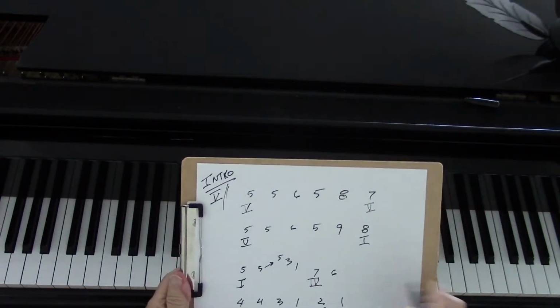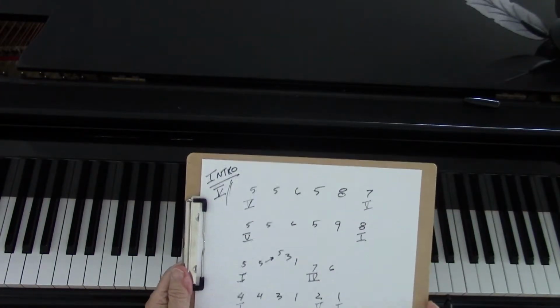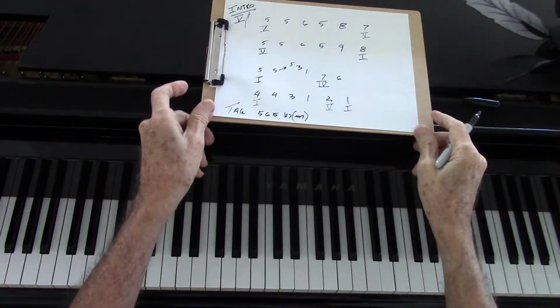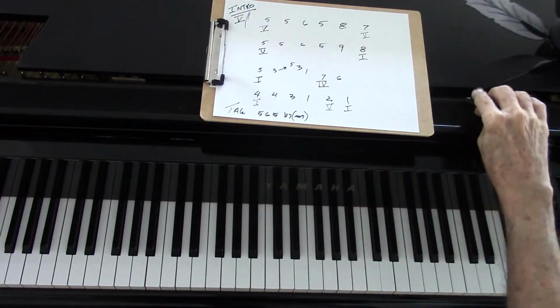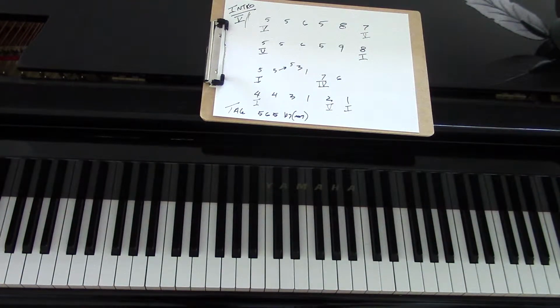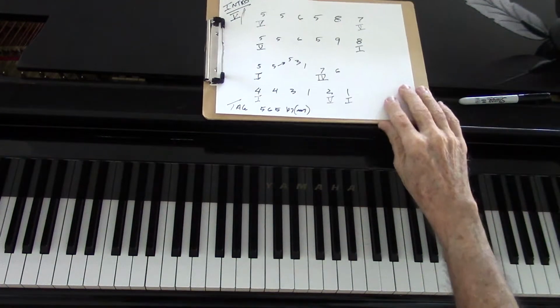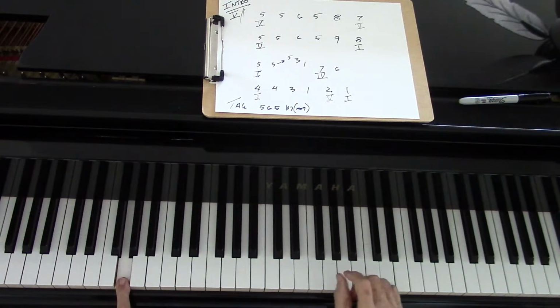You only have 1, 4, and 5, and that's it. Okay, let's put that away for a moment, and let's see if we can do something with that. Okay, dominant, dominant, tonic. That pretty much says it.